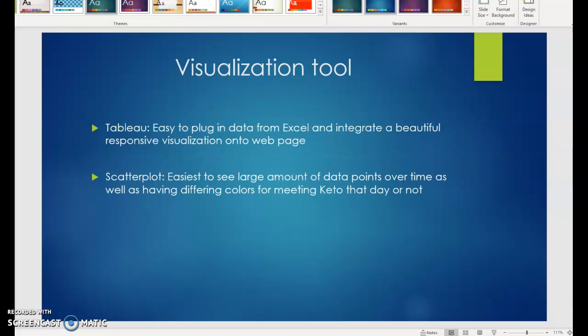And then what visualization tool did I go with? Well, I went with Tableau because it was really easy to just plug in my data from the Excel sheet that I created from storing all the data daily. And I was able to integrate such a beautiful responsive visualization onto my webpage. Originally, I was going to use Infogram, but I was having a couple problems with it. Being one, it was hard to differentiate my data points between successful keto days and failure keto days. And also, it just was not very responsive. It was actually kind of ugly to look at sometimes on too small of a screen. And that's why I went with Tableau instead.